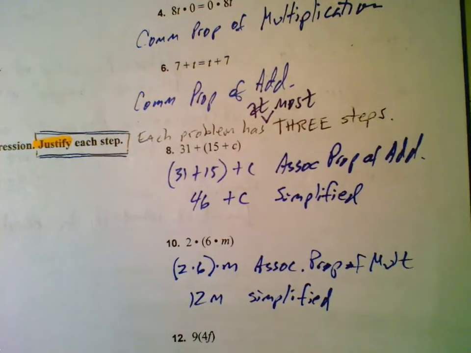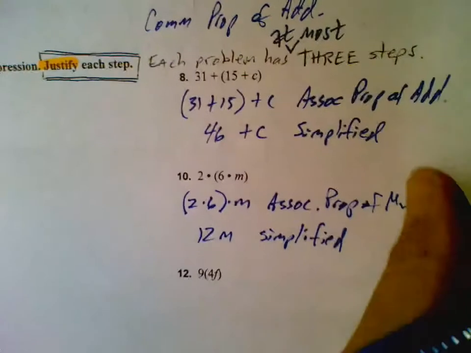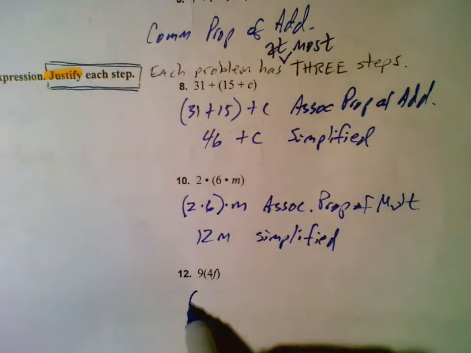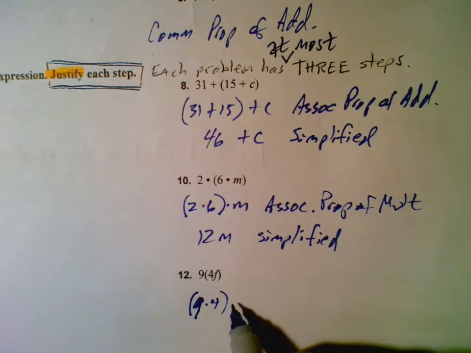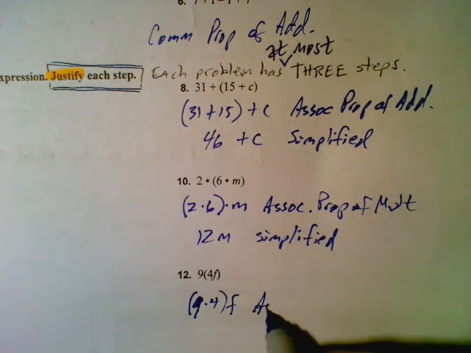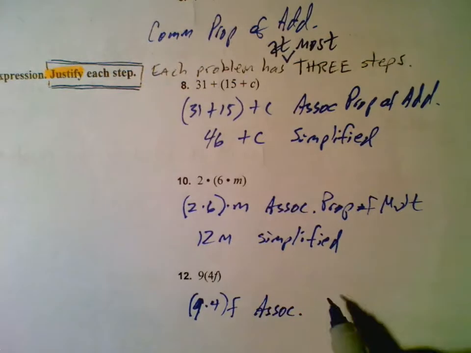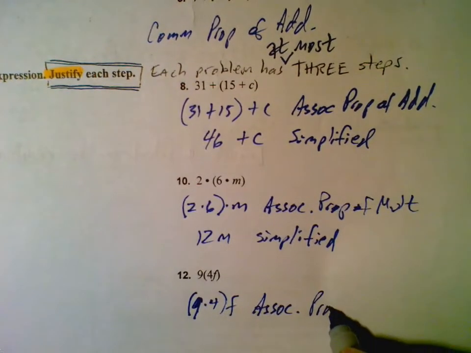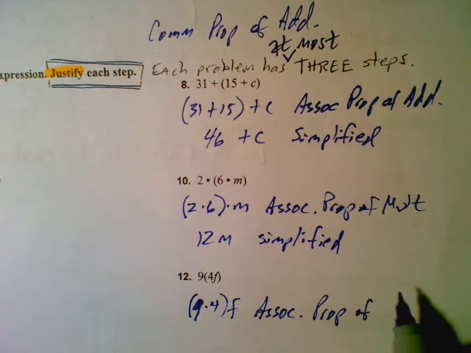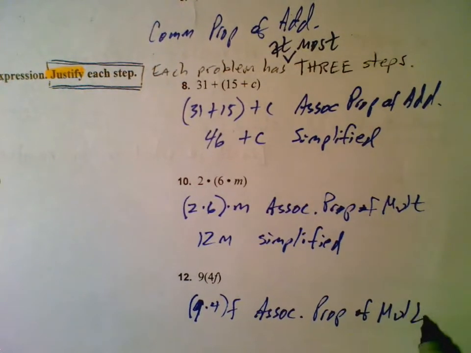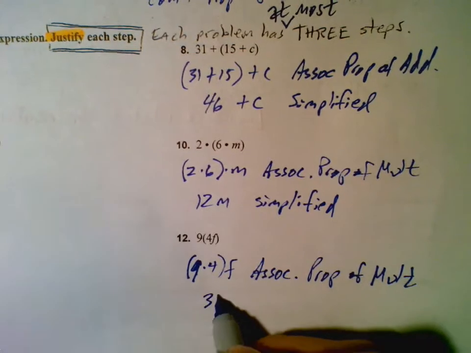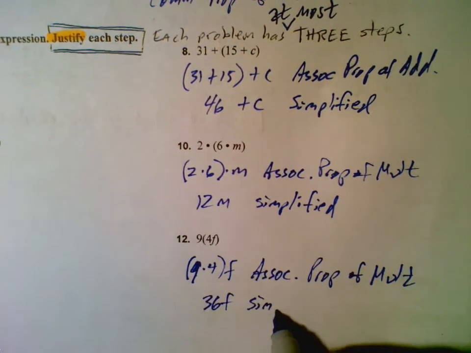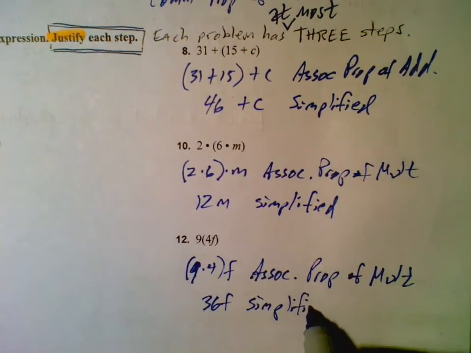And this will be the same thing. And number 12 will be the same thing as well. I just simply have to put the 9 and the 4 together. 9 times 4, that's 36, and the f. And again, I've used the associative property. And this time, it's of multiplication. So there's my step. There's my reason. 9 times 4 is 36f. And I just simplified, or have combined the terms I can combine.